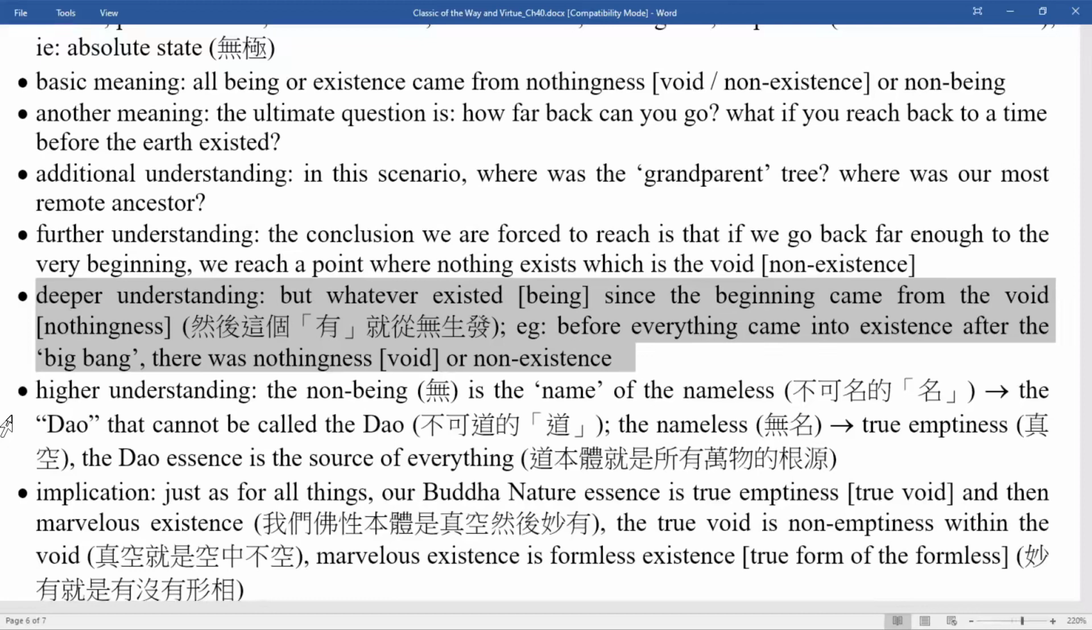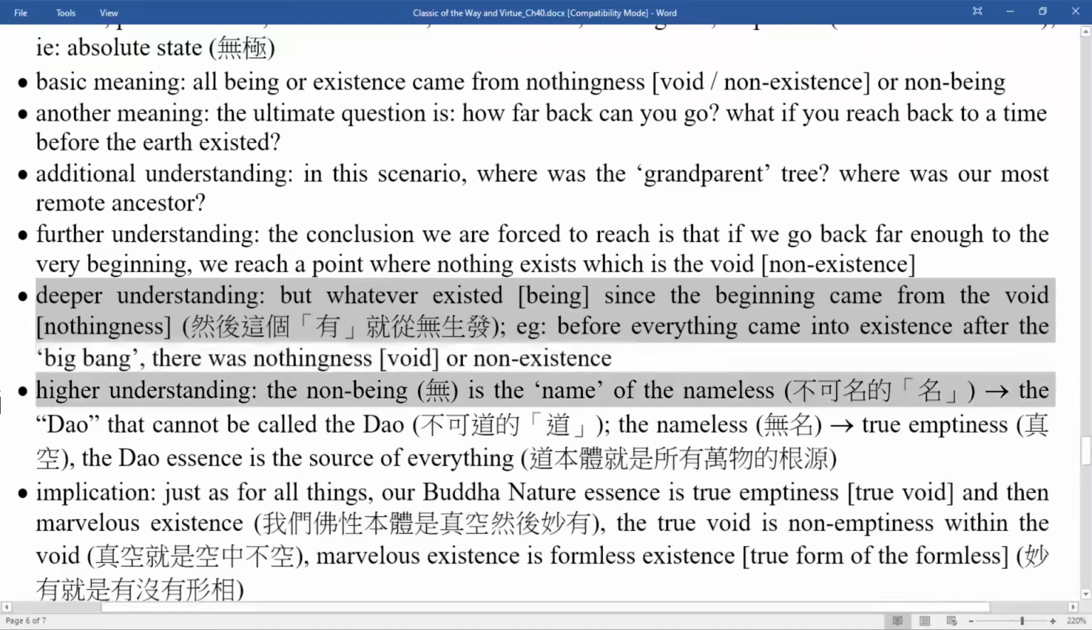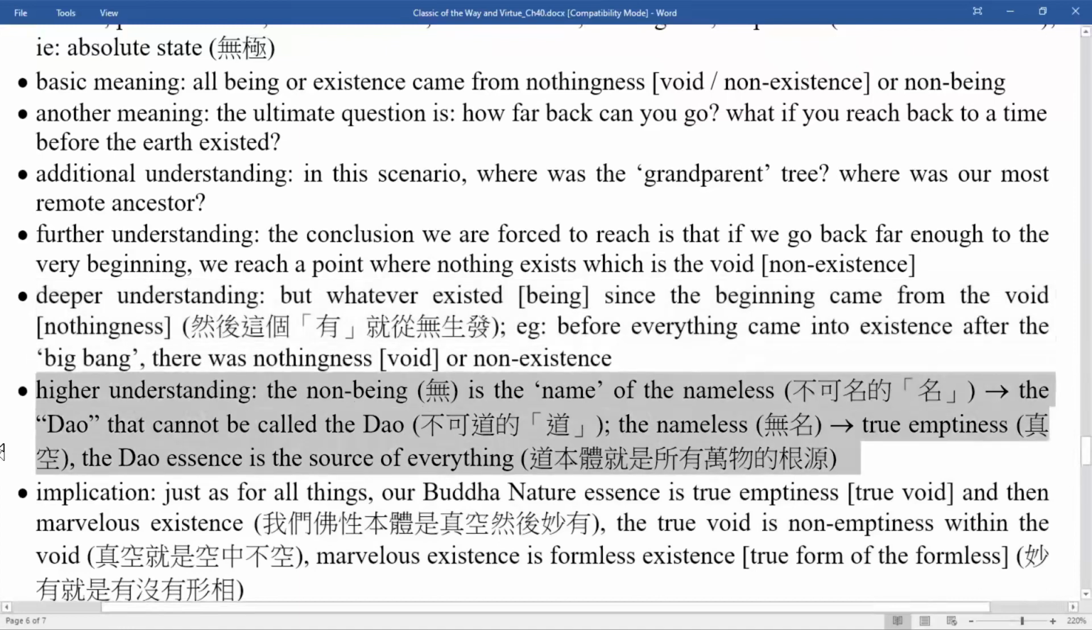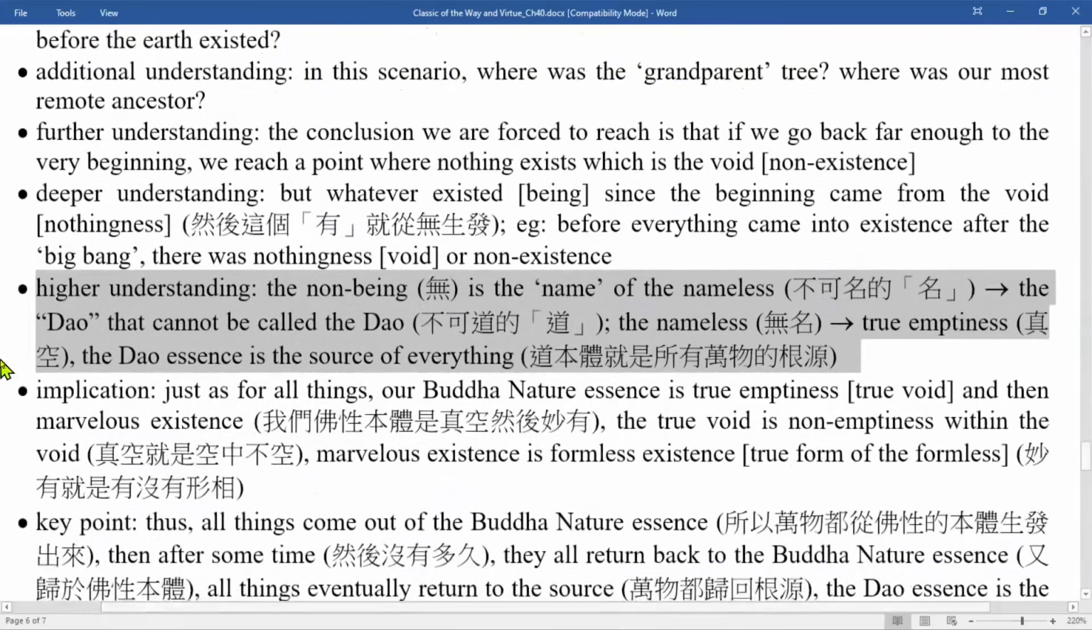So the higher understanding of non-being is the name of the nameless, the Tao that cannot be called the Tao. The nameless is the true emptiness. The Tao essence is the source of everything. Okay, so this is from chapter 1.